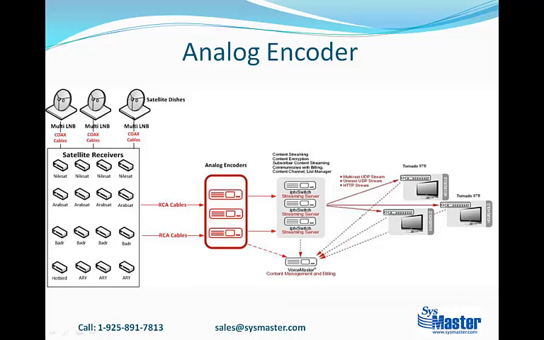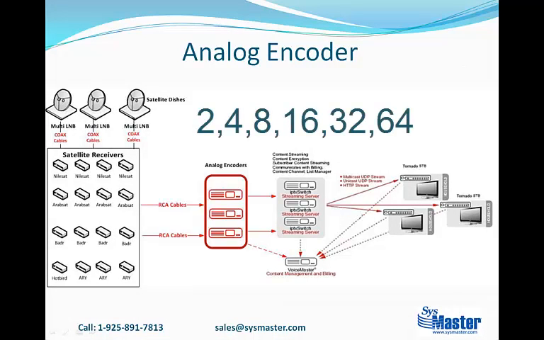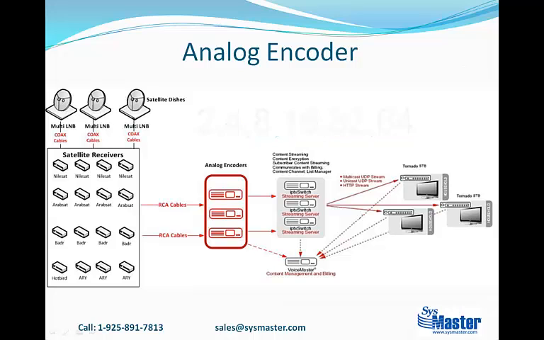We have analog encoder models which can accept 2, 4, 8, 16, 32, and 64 channels in one single box. Analog encoders offer mono audio and a maximum resolution of 720 by 486.